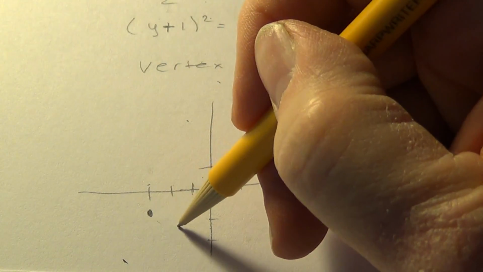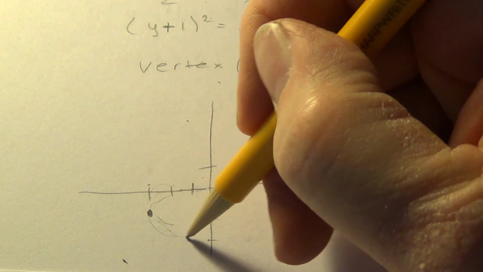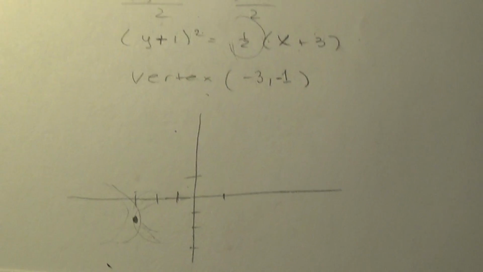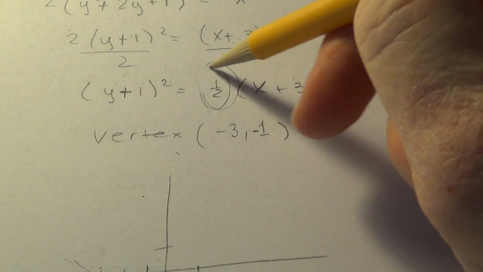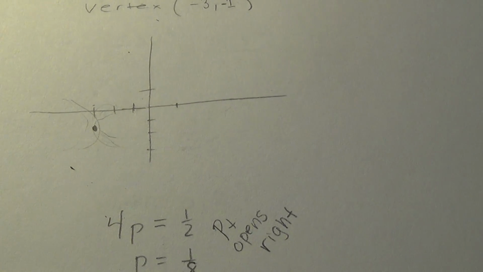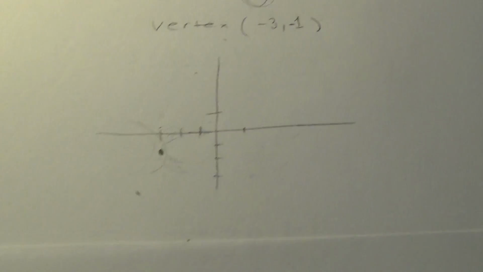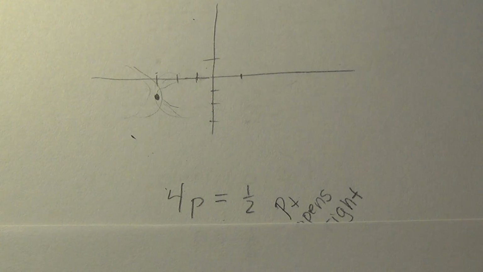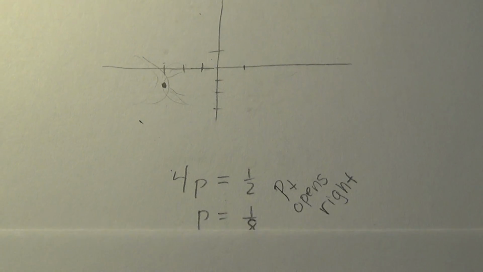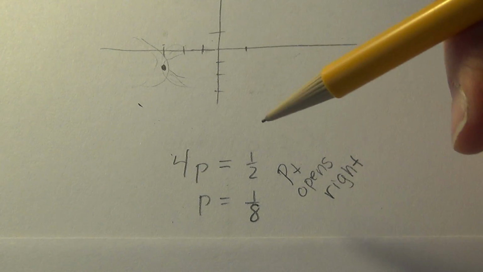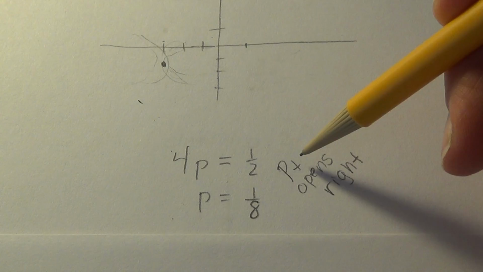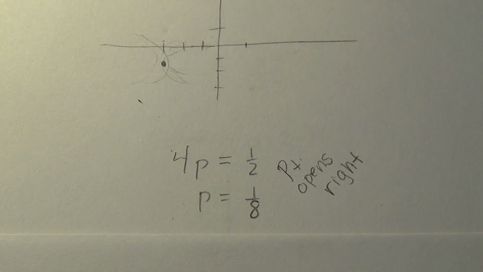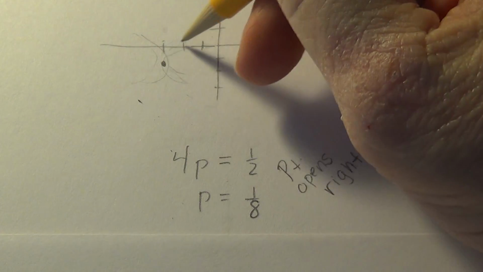So I know it's horizontal, so it's either going to open this way or it's going to open that way. And the way you tell is you look at p. This takes the position of 4p, so I'm going to indicate that 4p equals 1/2, and dividing both sides by 4, I get p is 1/8. I notice p is positive. When p is positive, it opens to the right. So I'm going to go ahead then and find one other point. I know it's going to open this way.